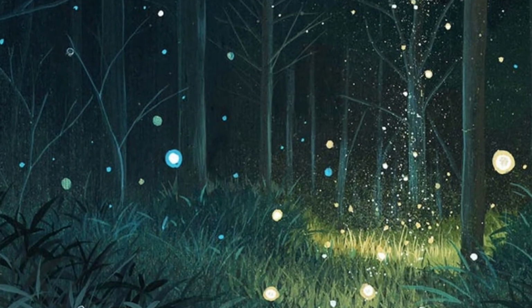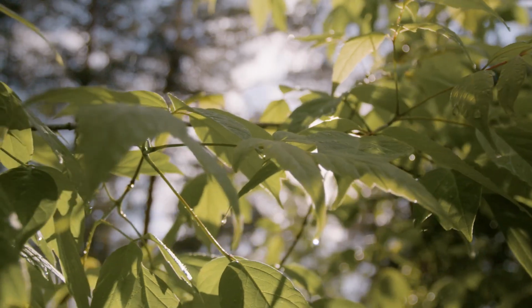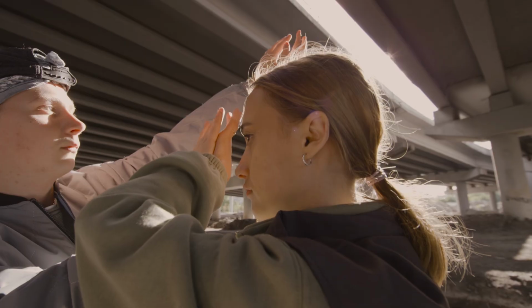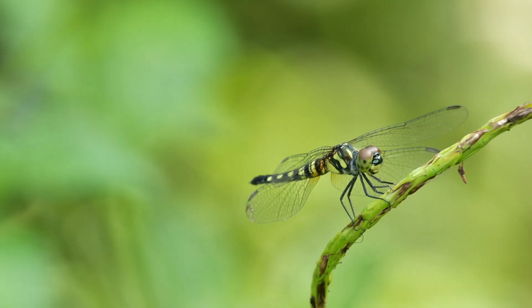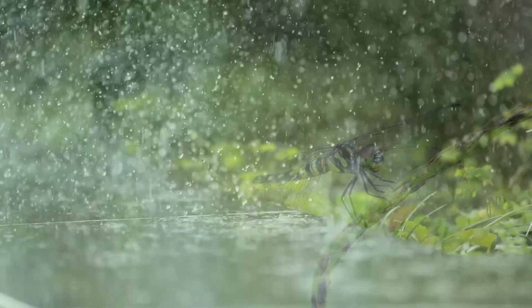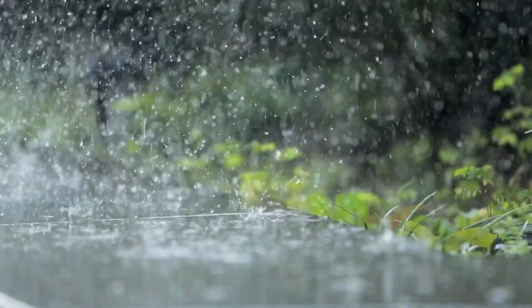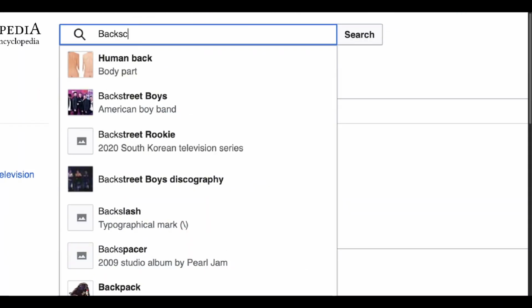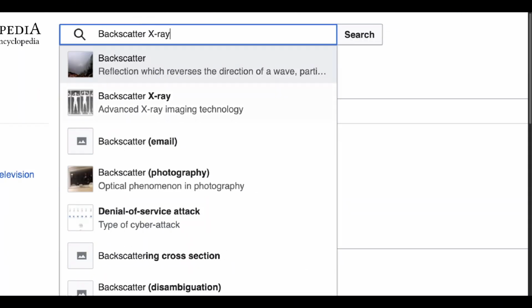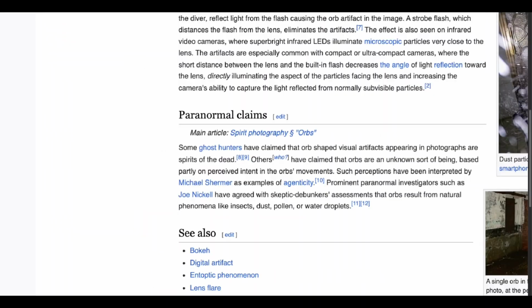While orbs in photographs are usually explainable by natural phenomena, some people interpret them as evidence of paranormal activity or the presence of spirits or ghosts. However, there is no scientific evidence to support this idea yet.